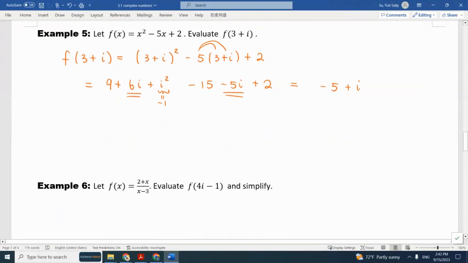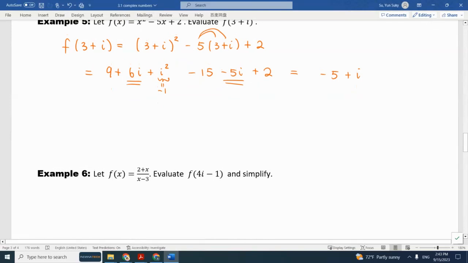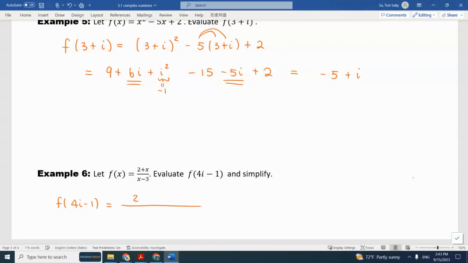What happens if we have a rational function? Let's plug in. So f of 4i minus 1 equals 2 plus x. What is x? 4i minus 1. Actually, here I can put parentheses or not. It's the same thing because there's addition in front of it. But if you have something like 2 minus x, then you have to put parentheses around it because there's subtraction in front of that. Okay, just be careful.